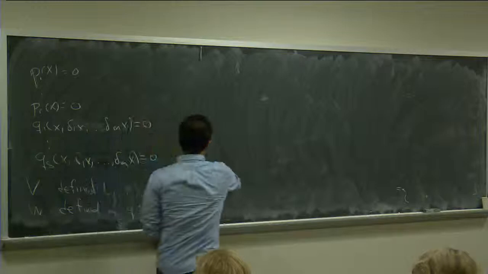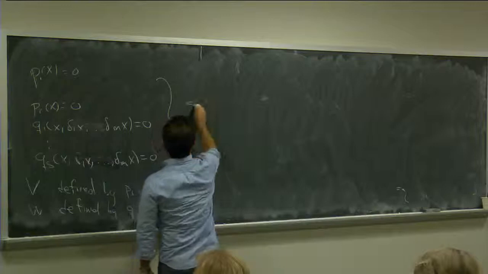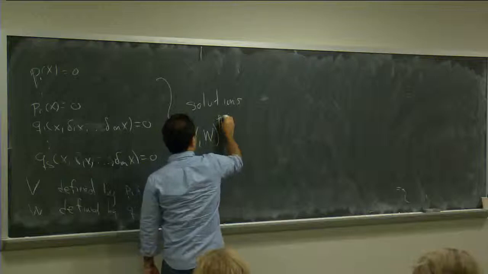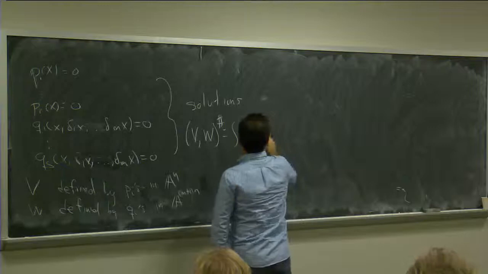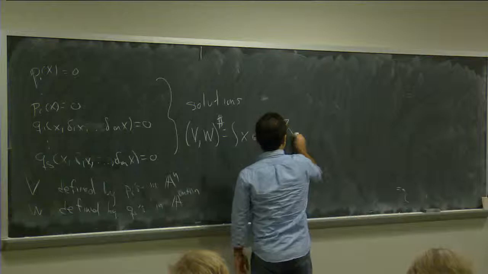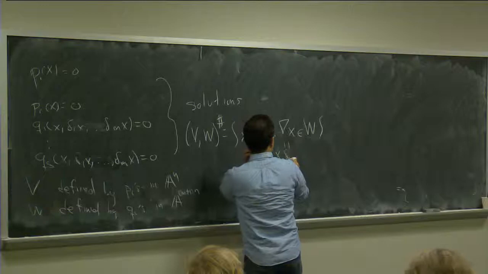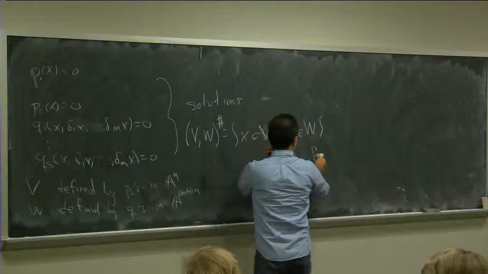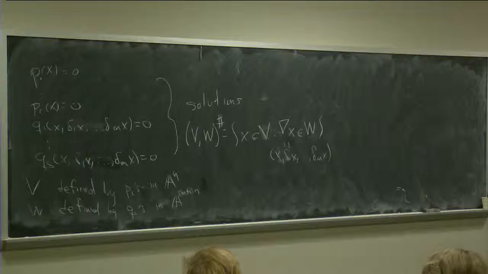If I'm trying to find solutions of this, basically what I'm saying is that solutions are going to be of the form exactly what James wrote. I'm going to use the Nava notation, which is exactly what you expect: X is in V. So I'm just going to be focusing on these systems of this form.